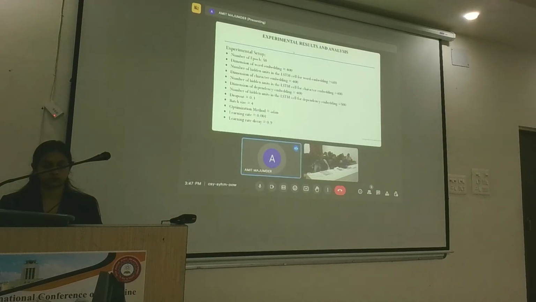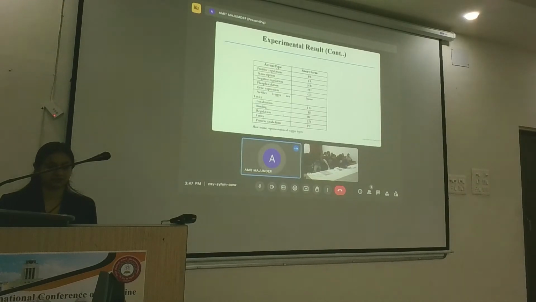These are the experimental setup details. The sizes of the word embedding and character embedding are set, and dropout is also used in this network. The dropout value is 0.3. Batch size has been considered as 4, and for optimization we use the Adam algorithm, and the learning rate is 0.001.